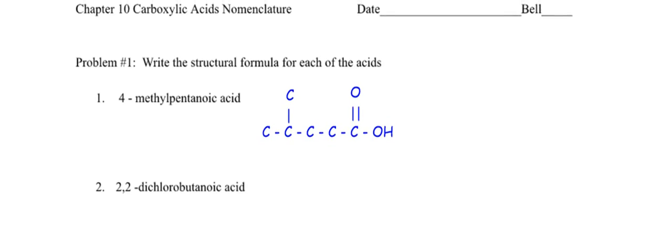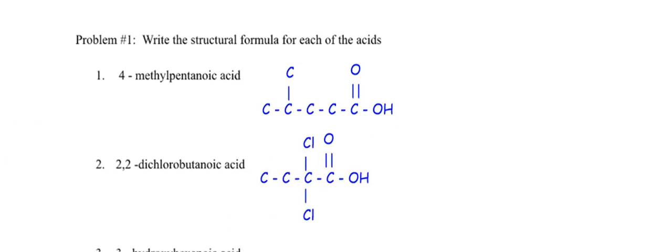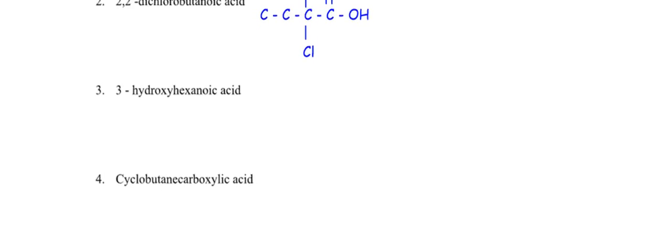Your next one was 2,2-dichlorobutanoic acid. So here it is. Here's my 1, 2, 3, 4 of my 2 chlorines on the second. The next one is the 3-hydroxy hexanoic acid. So I have 1, 2, 3, 4, 5, 6. And on the third carbon, always using this as your first, I have the hydroxy, the OH group.